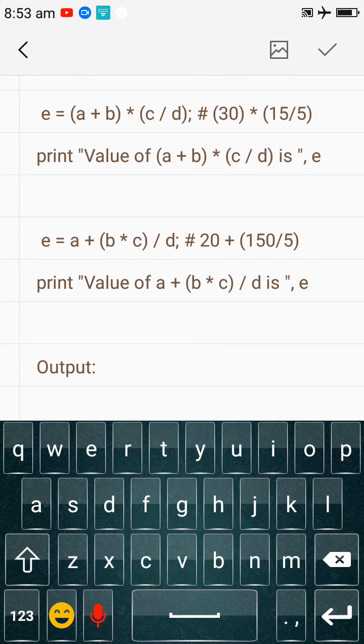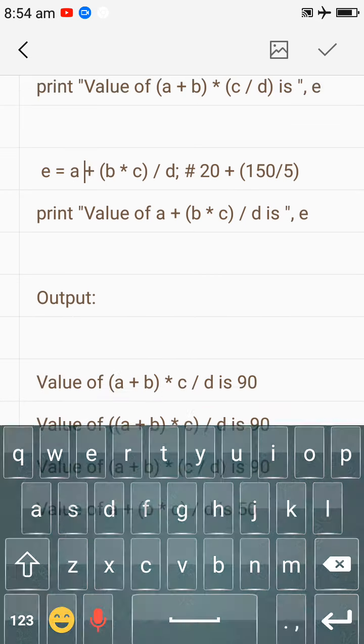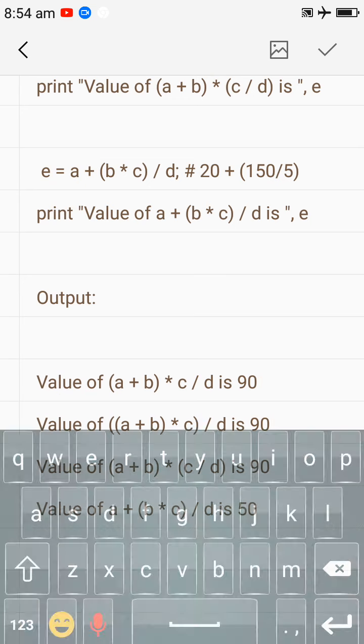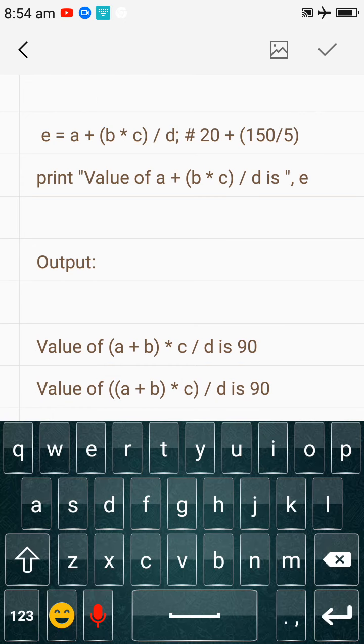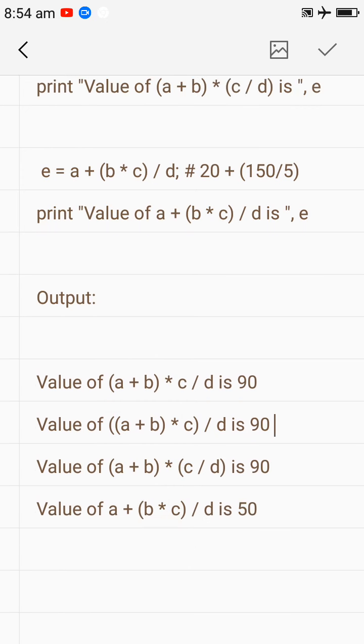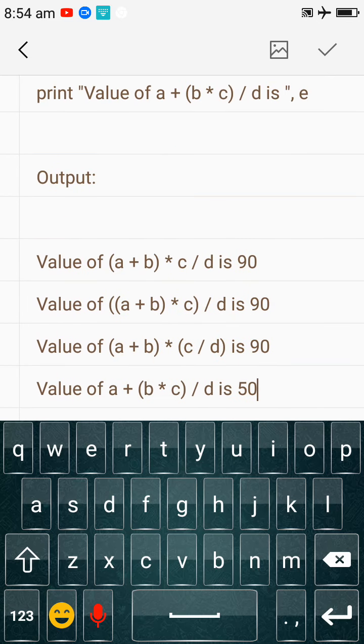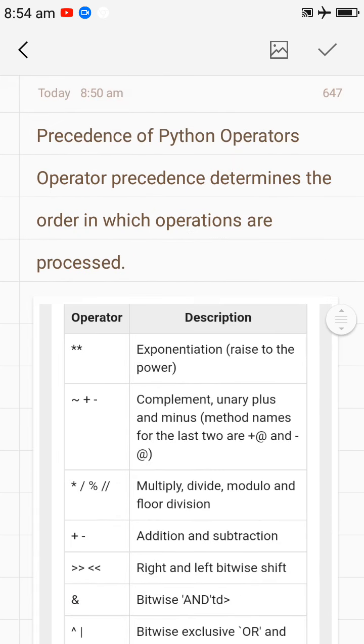Here you can see a plus (b into c) divided by d. Firstly the bracket b into c will execute, then the divide operation will be performed, after that the addition. As you can see the output here, the value of the first expression is 90, the value of the second expression is 90, the value of the third expression is 90, and the last one, a plus (b into c) divided by d, is 50. So this is the order of operators in Python.